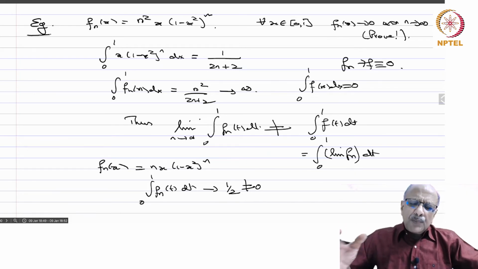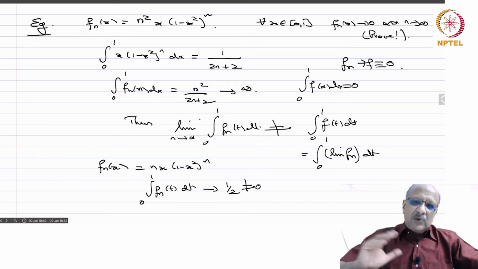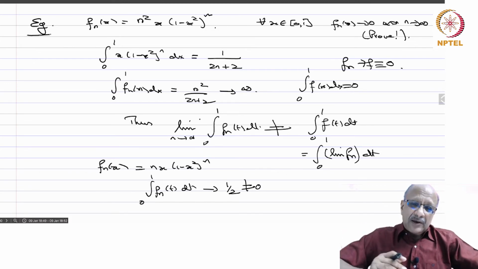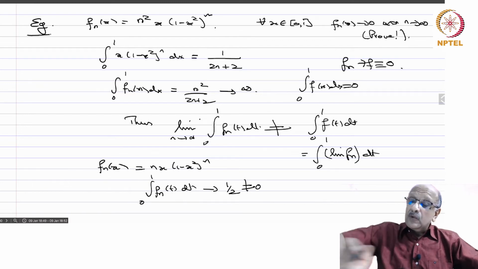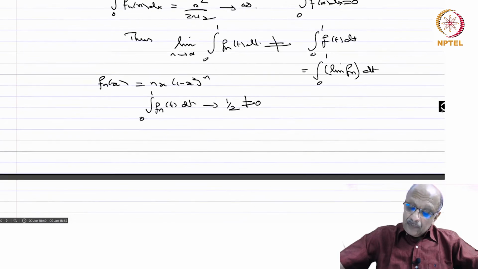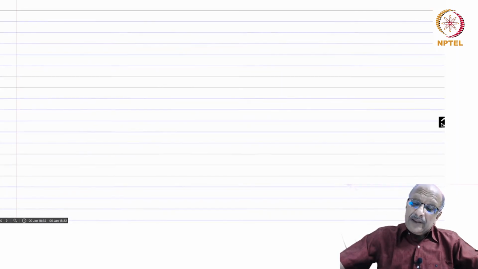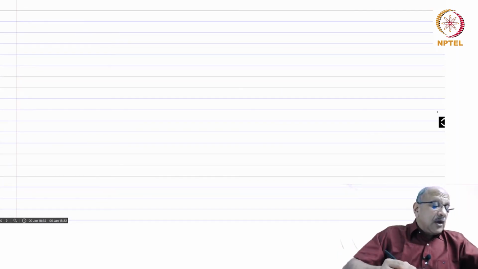So we have two problems. One is the pointwise limit may not be Riemann integrable even though every member of the sequence is Riemann integrable, and secondly, even if it is Riemann integrable, we cannot assert that the limit of the integrals is equal to the integral of the limit. Okay, so now is there any hope? I mean, is there any condition for which you have this?